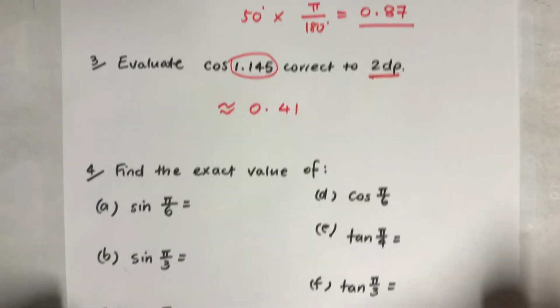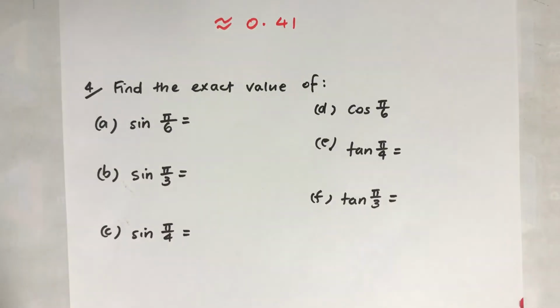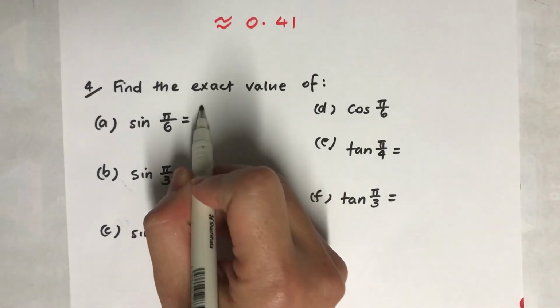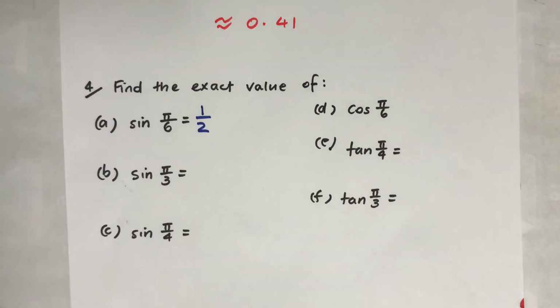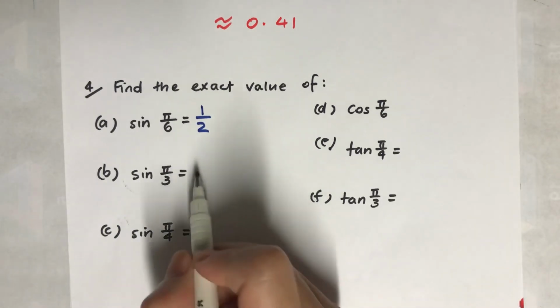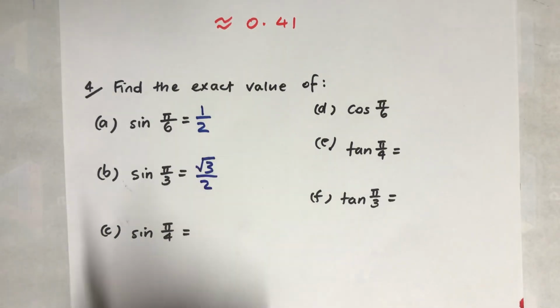Let's do this all in one go. I think we can do that. Okay, so let's have a look. Sine pi over 6. Now, anyone remember pi over 6? Pi over 6 is 30 degrees, and that's a half. Okay, so if you don't remember, pause this video and memorize them and come back to it. Sine pi over 3 is sine 60, which is root 3 over 2.